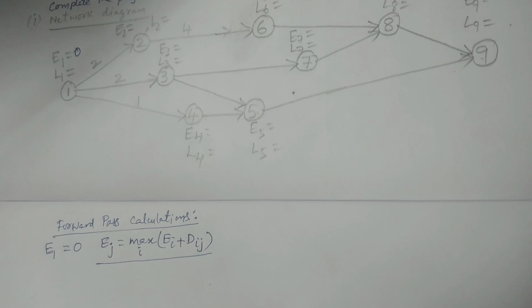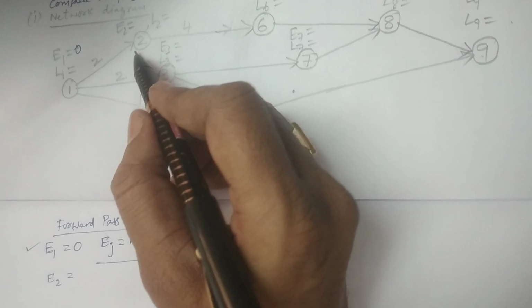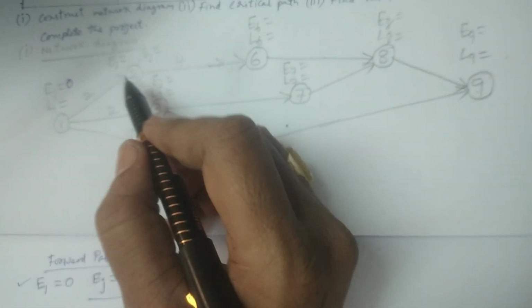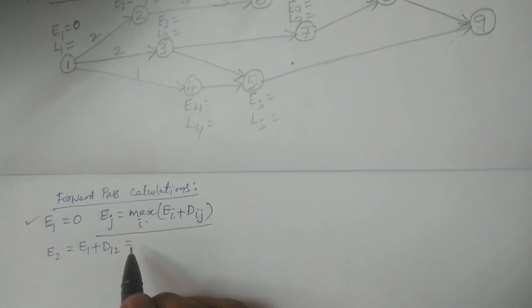If you have one node, one connector, then the formula is directly Ei plus Dij. If more than one, then the formula is the maximum. That is the reason why I combined them and have given only one formula. The first one is E1 is 0. The next is E2. For E2 you see only one connection, 1 to 2, so the formula is E1 plus D12.